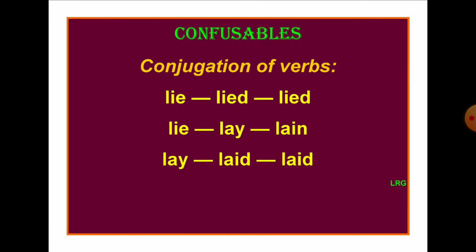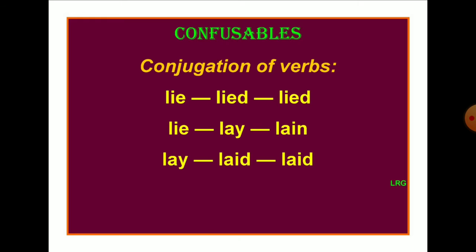The conjugations of these verbs are lie, lied, lied; lie, lay, lain; and lay, laid, laid. The first lie means to tell an untruth. The second lie means to take a horizontal position physically. The third verb lay means to place something down in a horizontal or flat position.